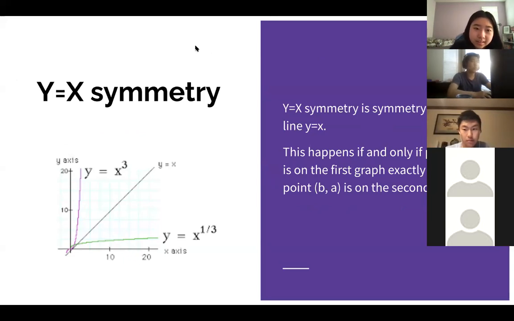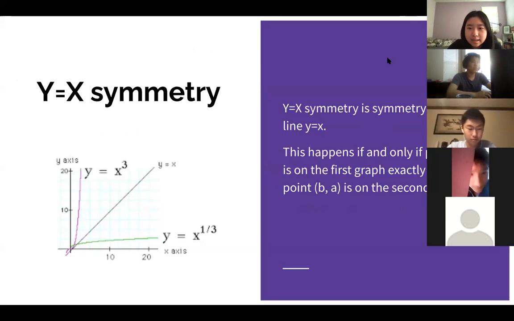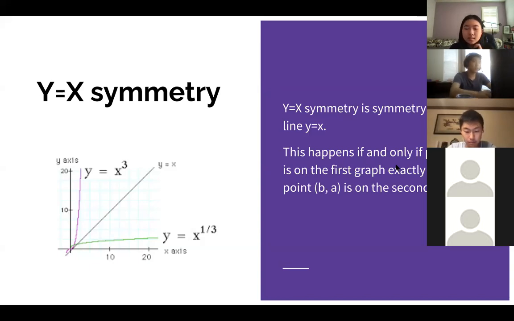Okay, so y equals x symmetry is about the line y equals x. And this happens if the point (a, b) on the graph has the point (b, a) also on the graph, just like the graph on the left. So you guys can see. And if you need to take notes, please go ahead and do that as well.